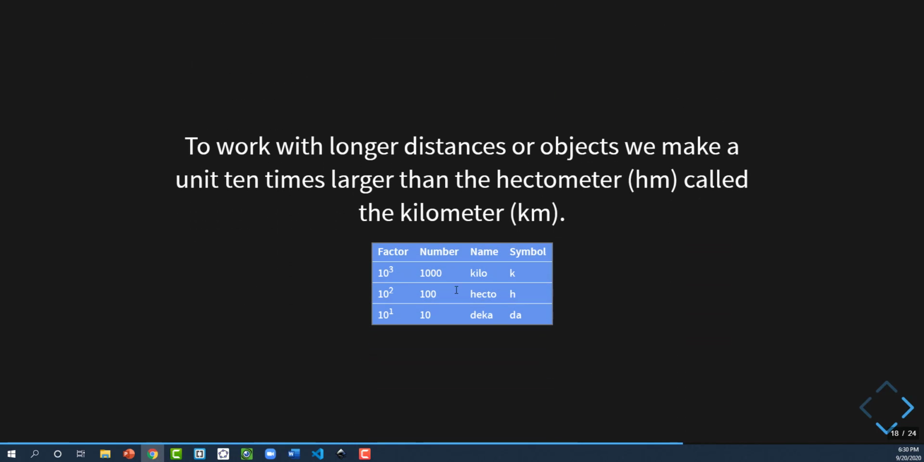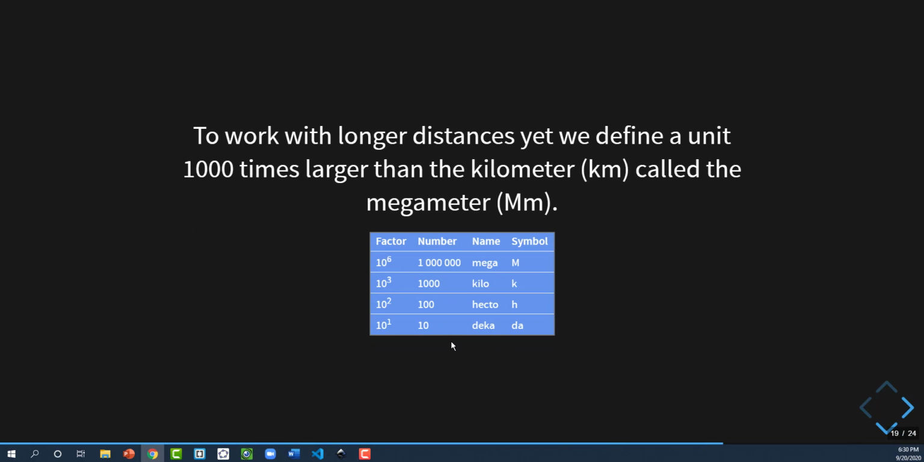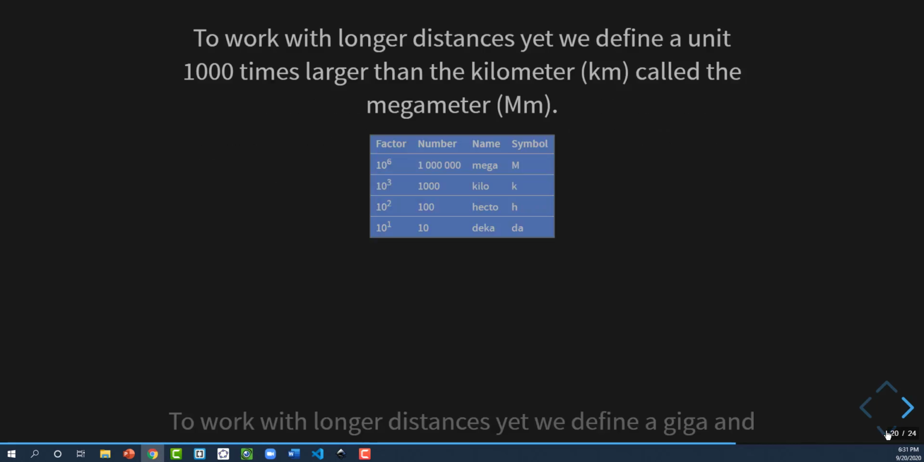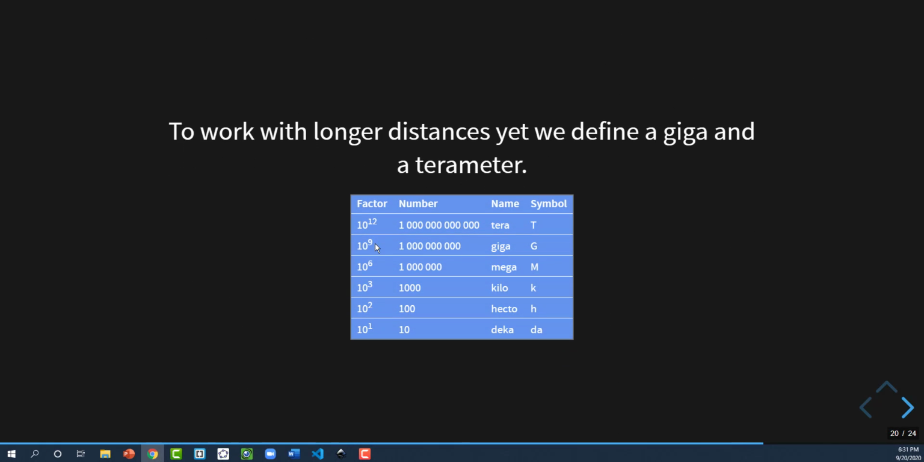Sure. Here we have the kilometer. It's 3 powers of 10 larger than a meter, or there's 1,000 meters in a kilometer. Finally, larger yet, just like on the way down, after you get to the thousands, you start skipping by 3s. The next unit that is common is the megameter. It's 6 powers of 10 larger than the meter, or there's 1 million meters in a megameter. And again, 3 larger than that is a gigameter.